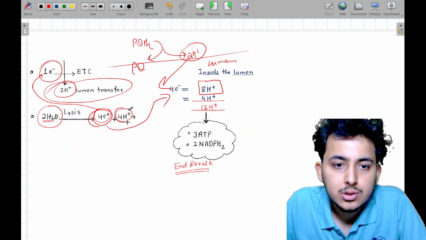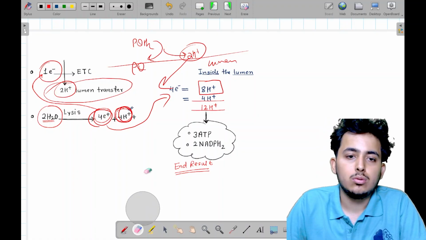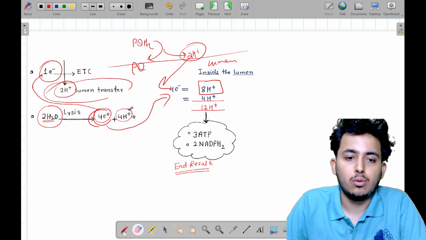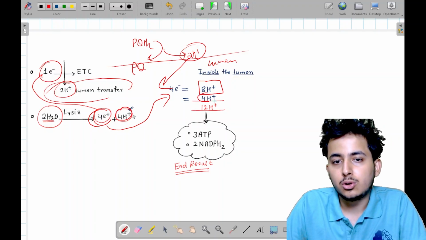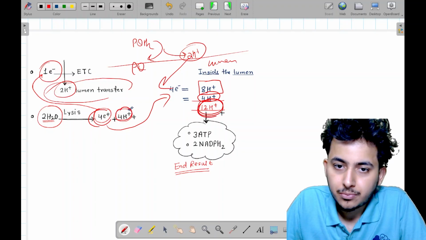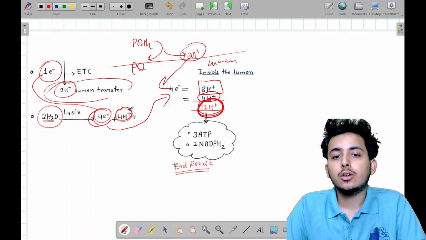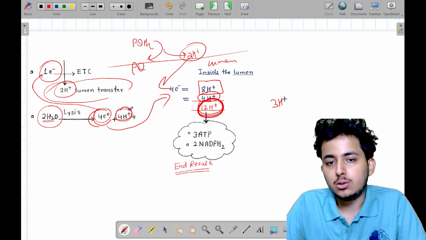And 4 protons you got from the photolysis of water. When you broke water, you got 4 protons, so 4 protons are also inside the lumen. In total you get 12 protons. And the ATP synthase uses 3 protons.